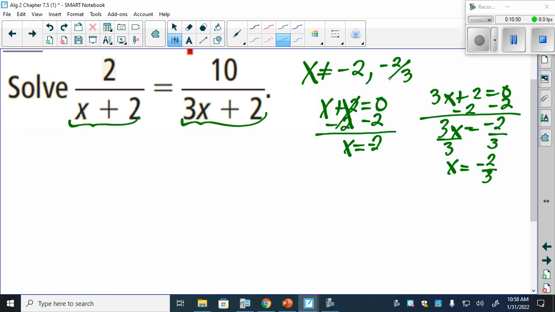So if our values of x show up as either one of these here, we know that solution will not work in the original equation. It does not work because it gives us a denominator of 0. We cannot have a denominator of 0. We cannot divide by 0. Okay.